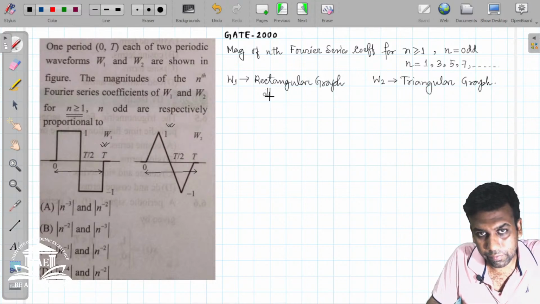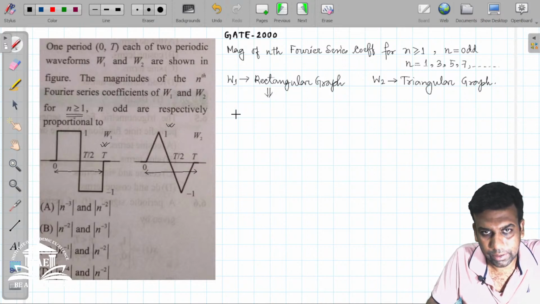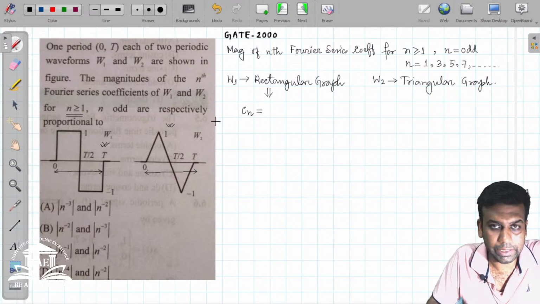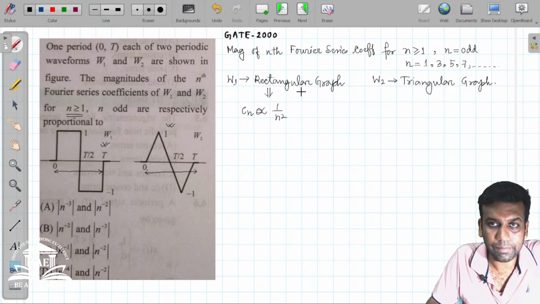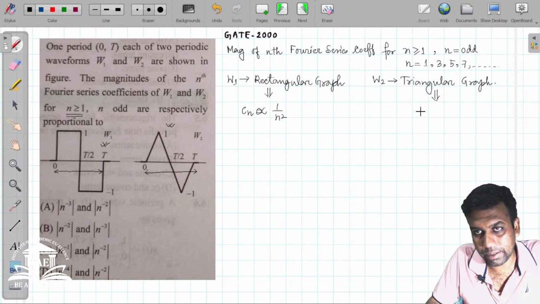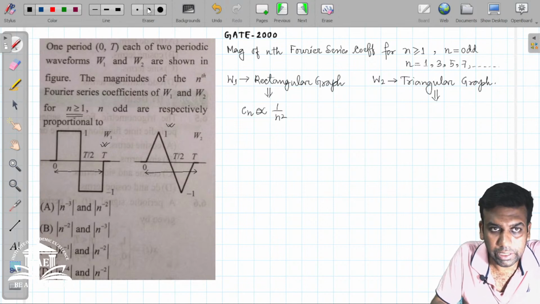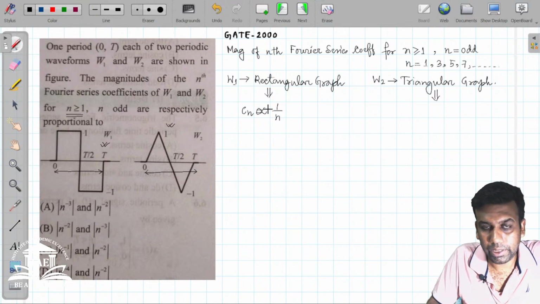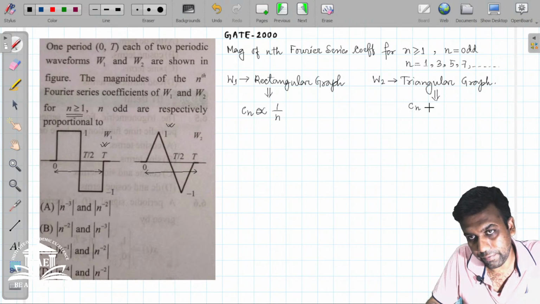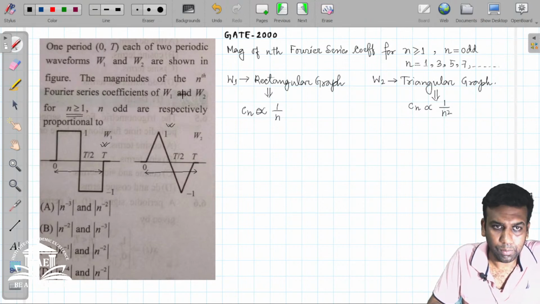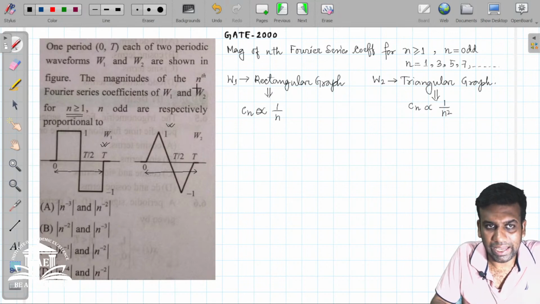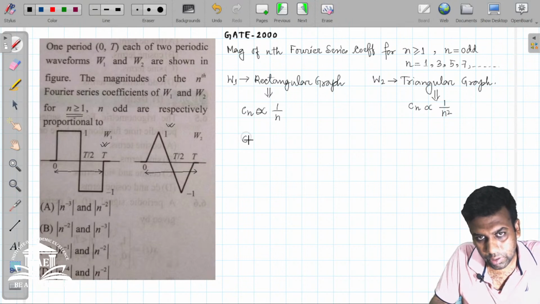Now according to the Fourier series, hopefully you remember, I have discussed this in the class, that the Fourier coefficient Cn of a rectangular graph is proportional to 1 by n. What is n? n is the order. Similarly, for the triangular graph, we know that this is not n, this will be n square. It will be inversely proportional to n square. So now, if we want to find the nth Fourier coefficient, it will be Cn, and Cn will be proportional to 1 by n.